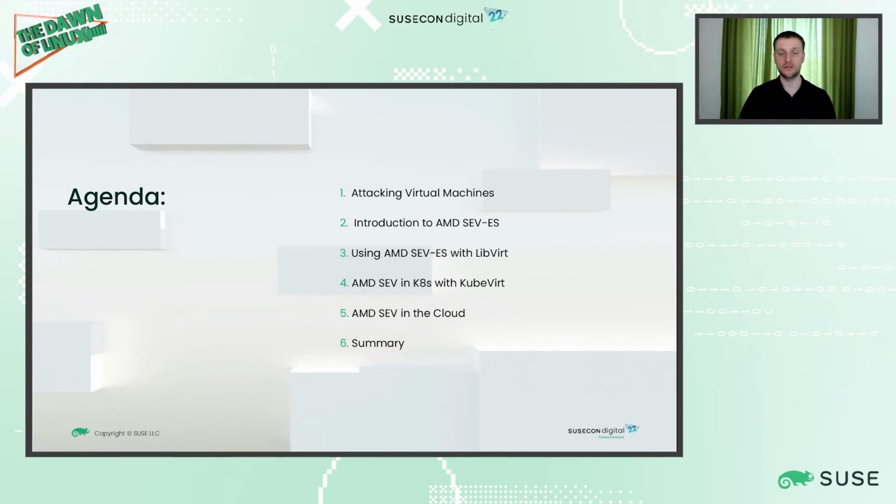Then I will focus on SUSE Linux Enterprise and show how you can run a confidential virtual machine with AMD SEV-ES and libvirt. Then Vasily will show you how to run a confidential VM in Kubernetes with KubeVirt. And in the end, I will cover how to run an SEV VM based on SUSE Linux Enterprise in the cloud.